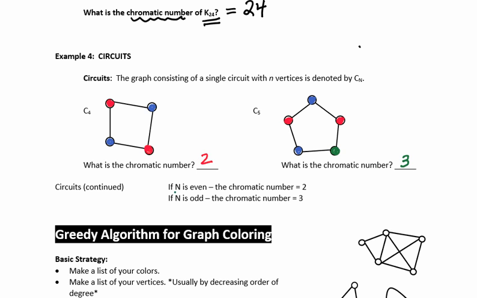What you usually end up with is that if you have an even number of vertices in your circuit, your chromatic number is going to be 2 because you should be able to just alternate every other one. And if your number is odd, then your chromatic number is going to be 3 because you can alternate every other one until they meet up and you're going to need that 3rd color.